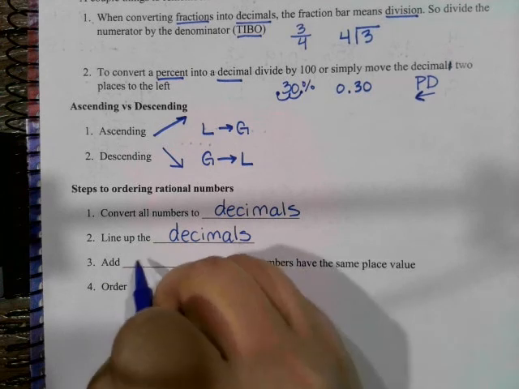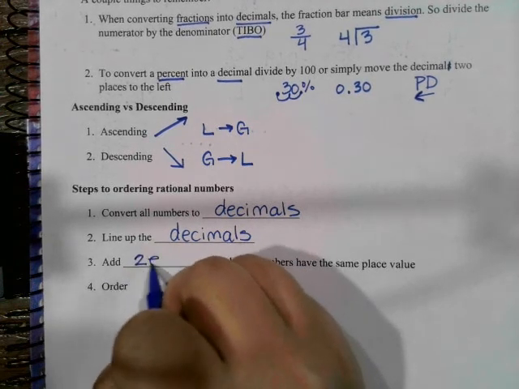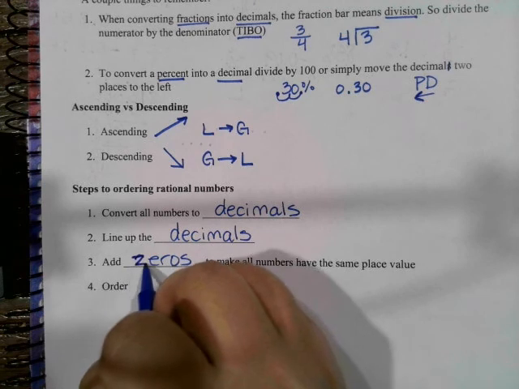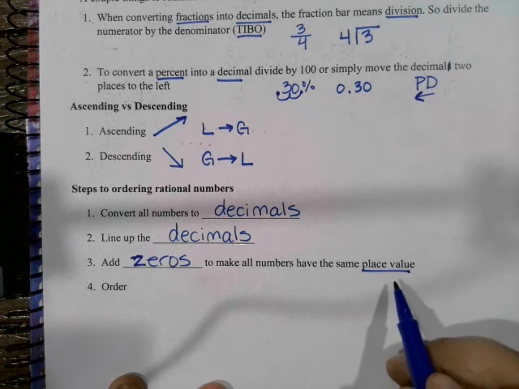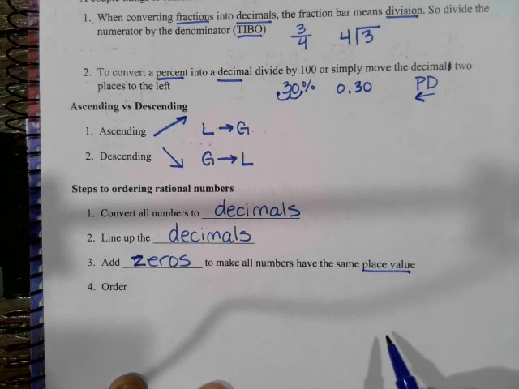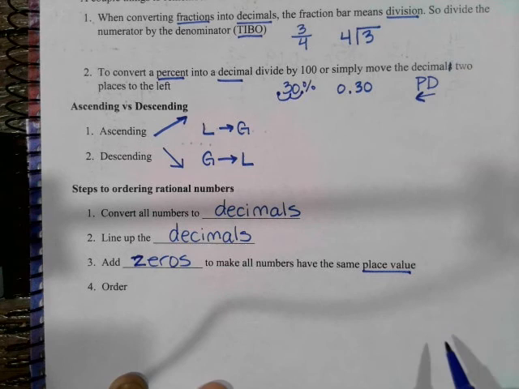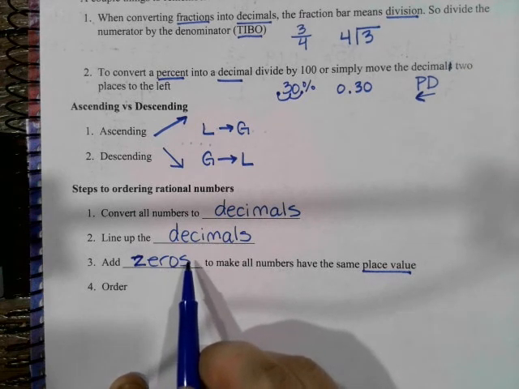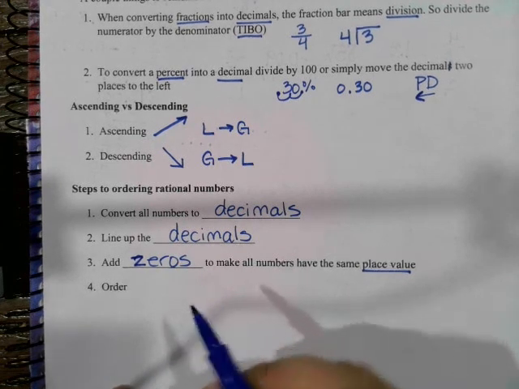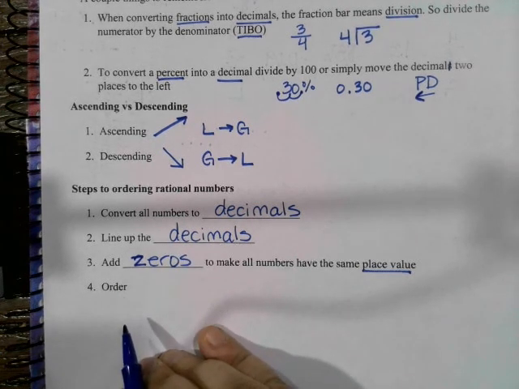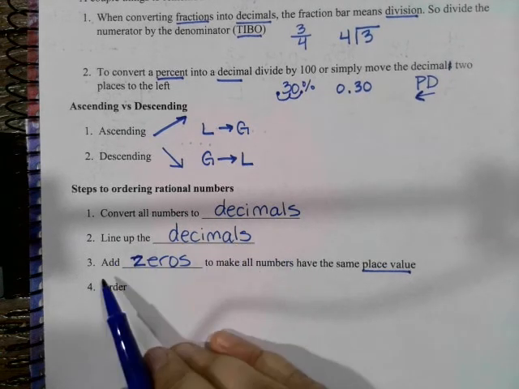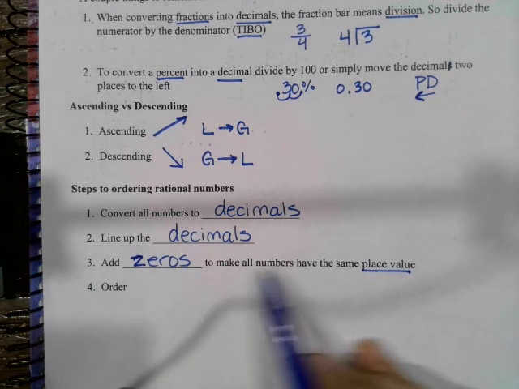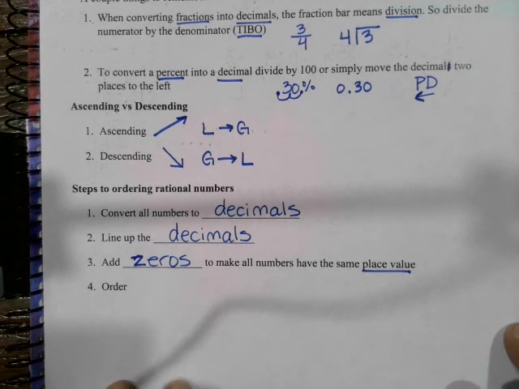Number 3, add zeros. Add zeros to make all numbers have the same place value. What I mean is if one number has 3 decimal places, then all of them need to have 3 decimal places. Whatever the biggest one is, all of them need to have it. And there's going to be a special time where we're going to add repeating digits instead of zeros, and we're going to actually see that later in an example. And then number 4, you can finally put them in order. So these are your 4 steps. Convert them to decimals, line up the decimals, add zeros or repeating digits so they all have the same place value, and then we can put them in order.